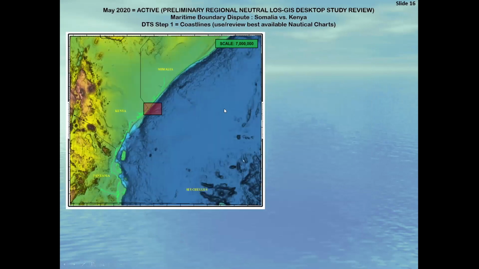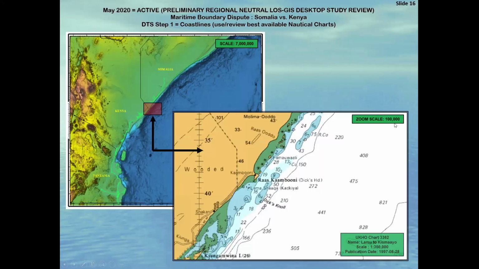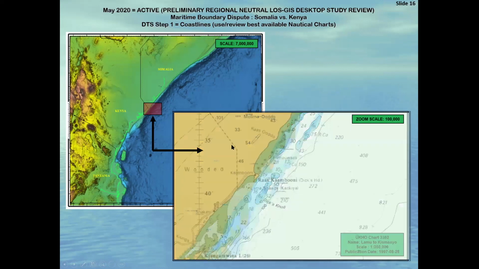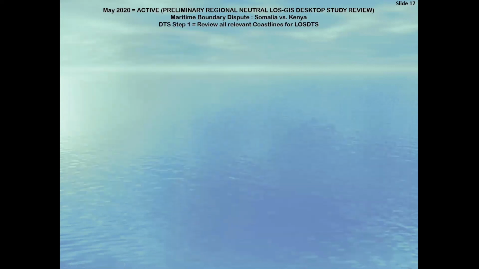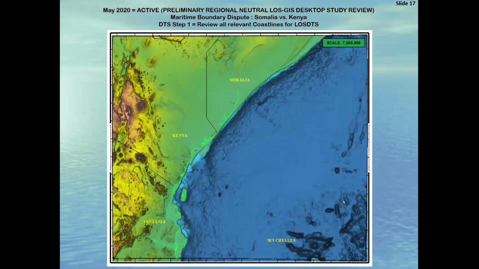So looking at just the border region where we need to do all our analysis for the desktop study for the baseline, here is a detailed zoom in, 100,000 scale of that UK chart. You'll see that there's low water lines. You'll also see the land boundary is on here. We also brought in a second source, Navionics 7 Seas, which is also 100,000 scale, shows about the same detail. But you can see the islands and the coastline are very, very smooth and generic. And that's because these were mapped 50, 70 years ago. So they're just hand-drawn renditions, sadly, on the chart. So you do have to consider that while we're doing the desktop study.